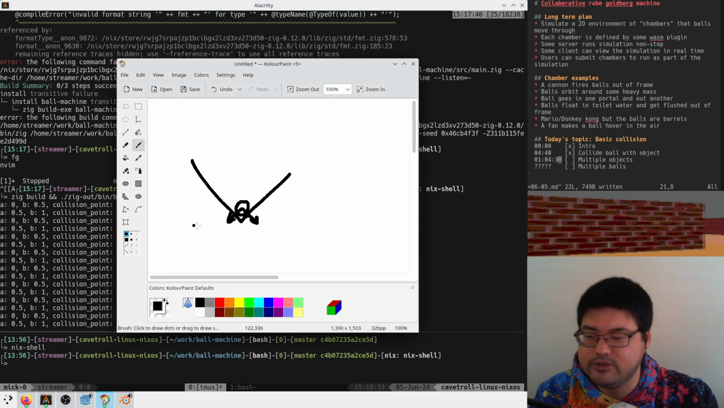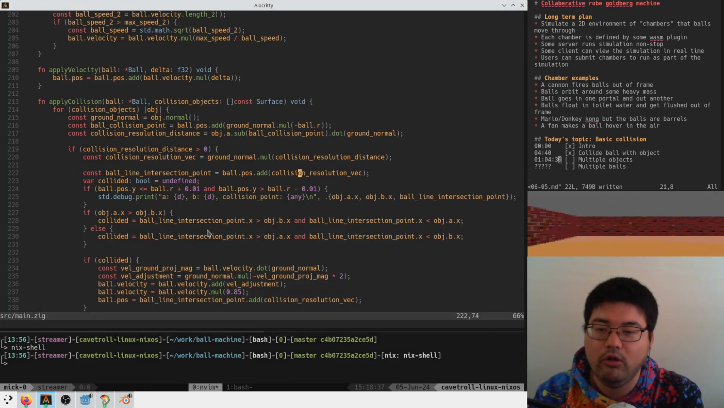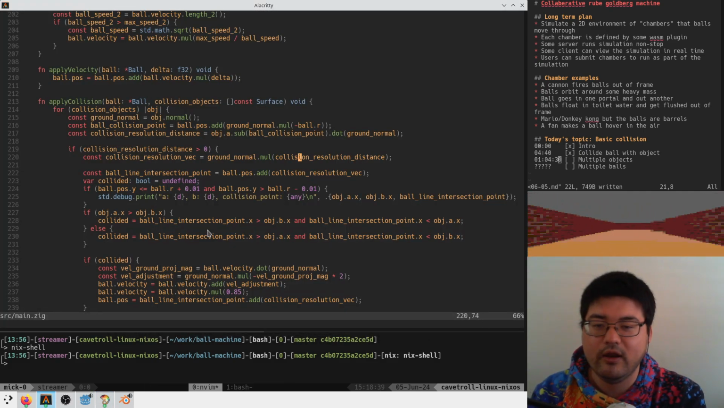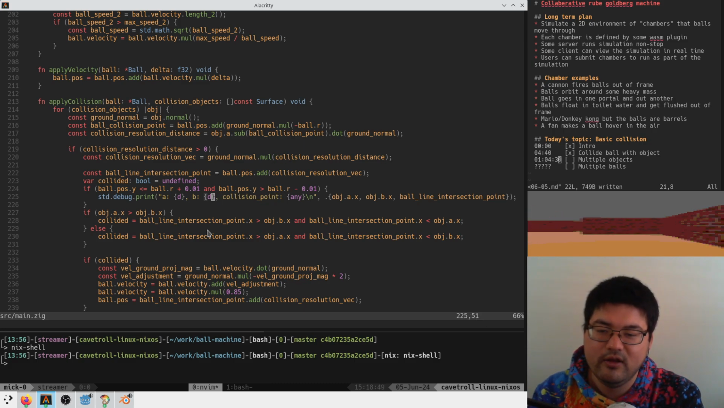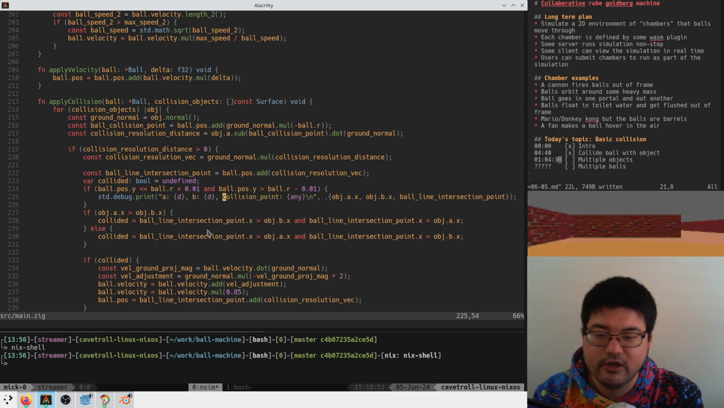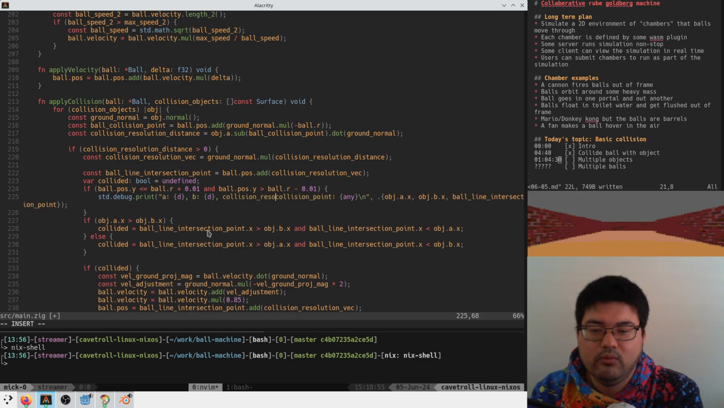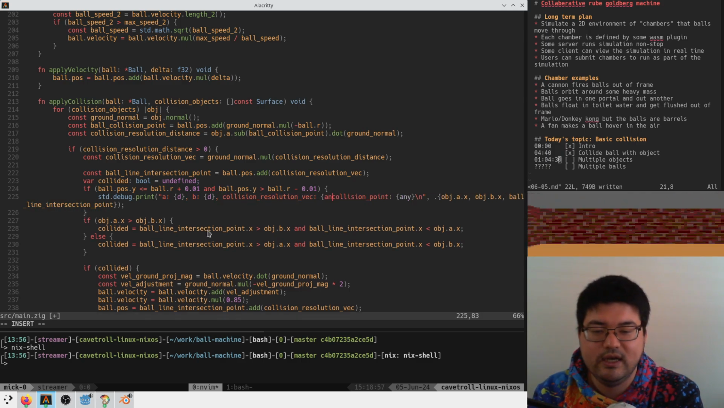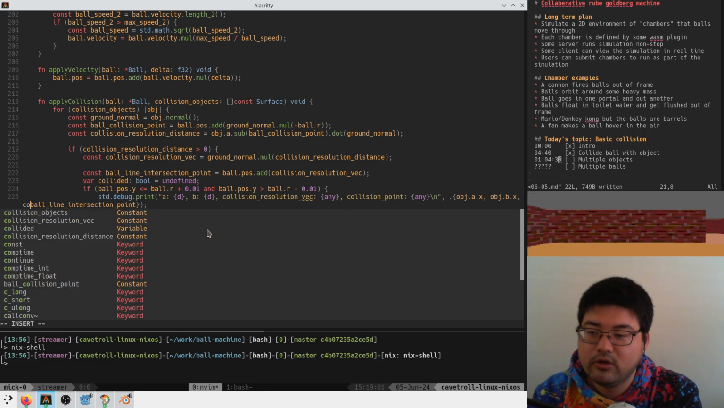Okay, so the collision point, maybe this isn't what I want to log. I want it to log where on the ball, where relative to the ball we're looking at. So collision resolution vector is the ground normal multiplied by the collision resolution distance. I guess I want that because we add that to the ball position. Let's look at that. Resolution vec is an any, and we'll just put this guy in here as well. Collision resolution vec.